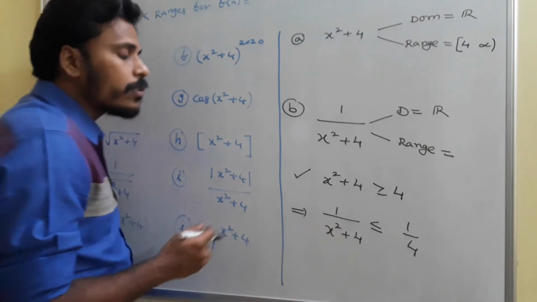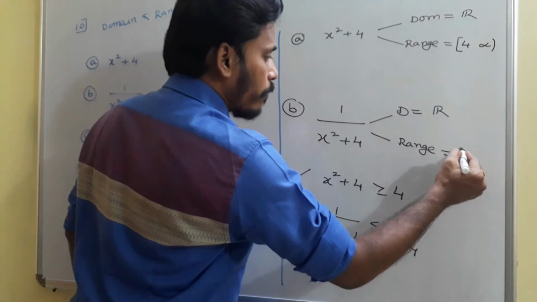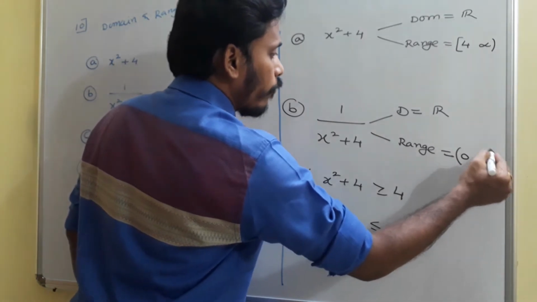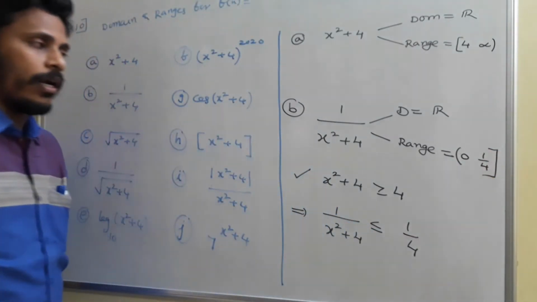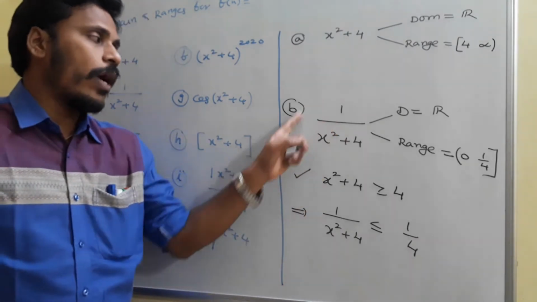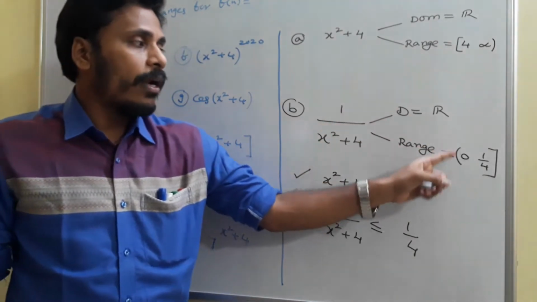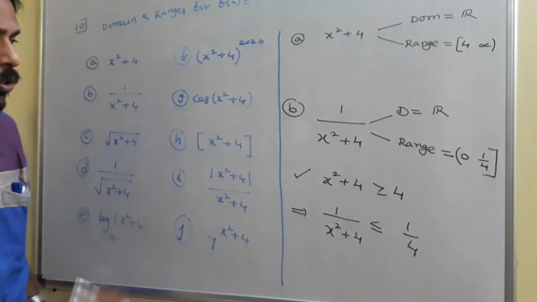That's why positive numbers up to 1 by 4 you can take. So its value is from 0 to 1 by 4. 1 by 4 is included and 0 is excluded. Why? Because you can't get this value as 0 for any value of x. And that's why it is the interval 0 to 1 by 4, open at 0. You just pay some attention.